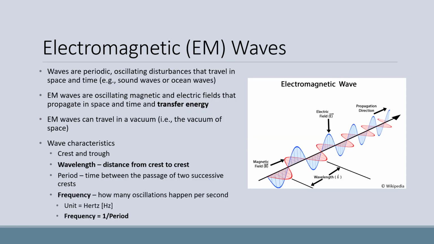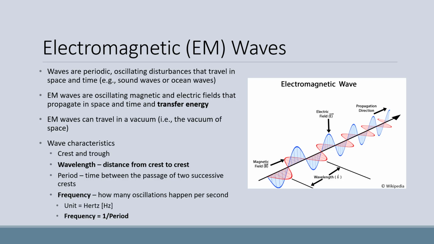Electromagnetic waves are oscillating magnetic and electric fields that propagate in space and time and transfer energy, just like ocean or sound waves. But EM waves are different in that they can travel in a vacuum, that is to say, the vacuum of space. Wave characteristics are visualized on the right.